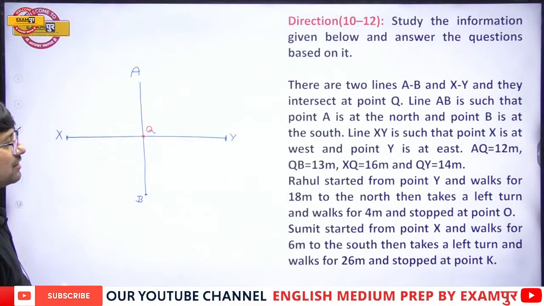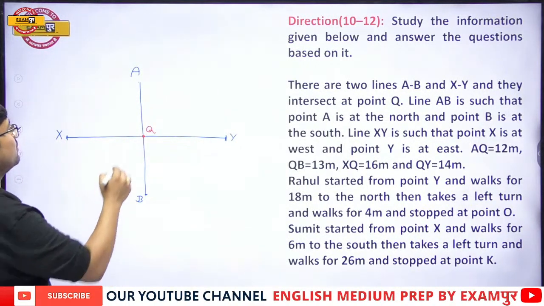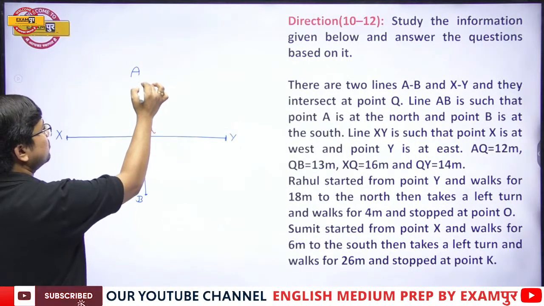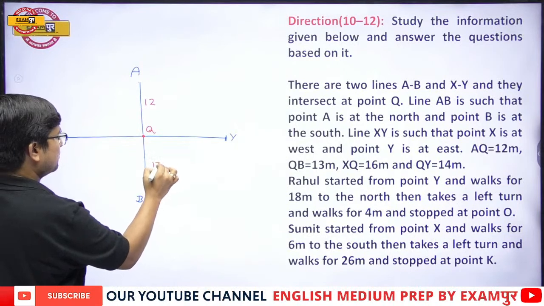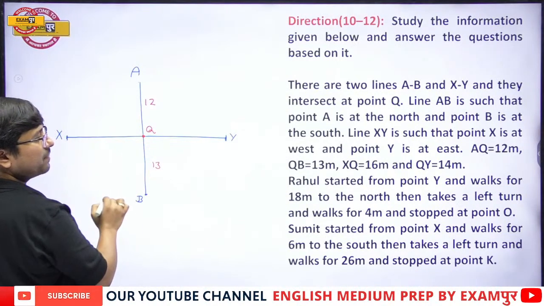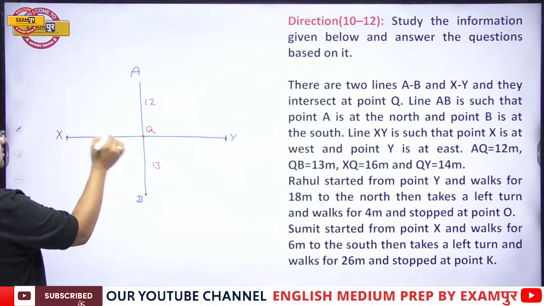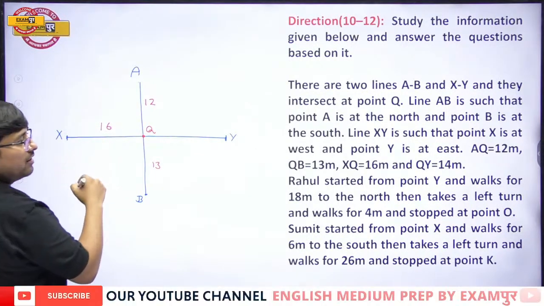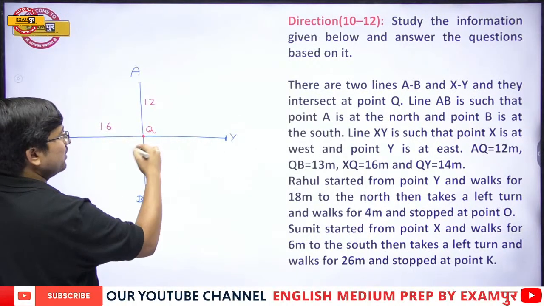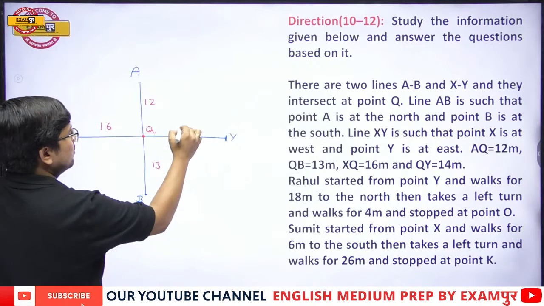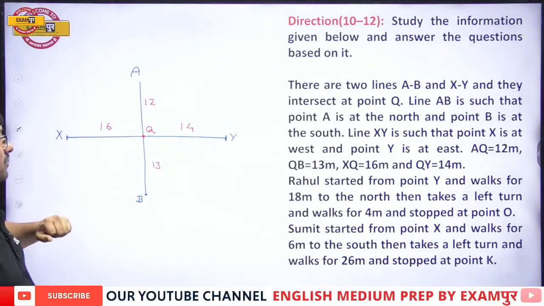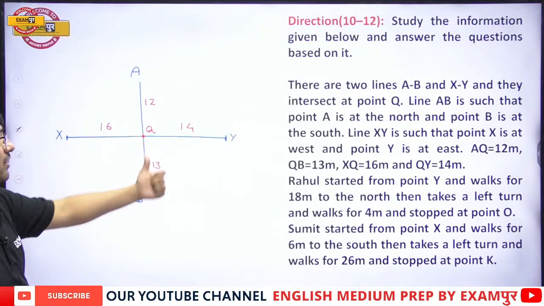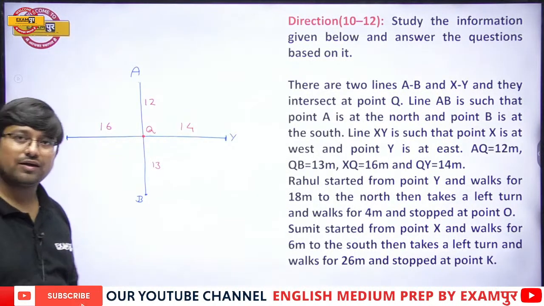Now, it is clearly telling you AQ is 12, BQ is 13, XQ is 16, and QY is 14. So AQ 12, BQ 13, XQ 16, QY 14. I hope it is very clear.